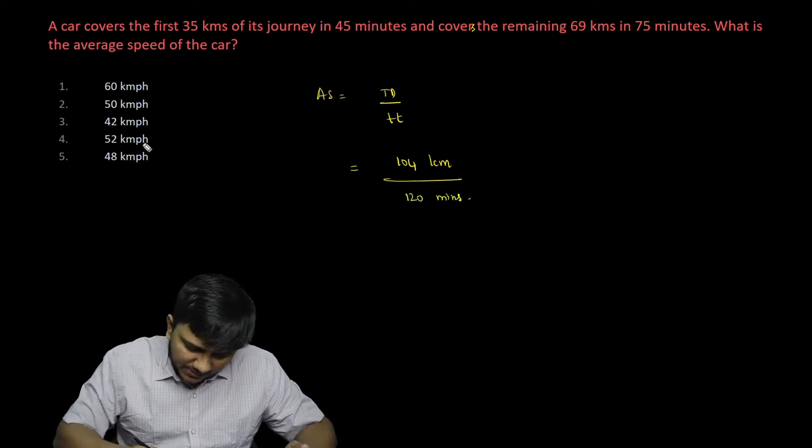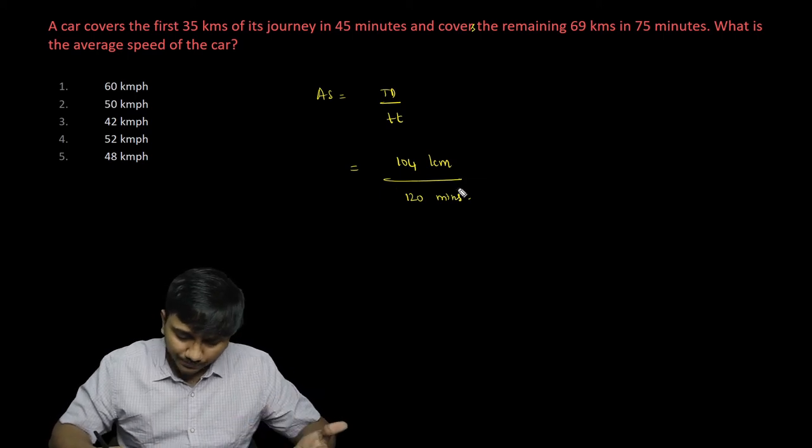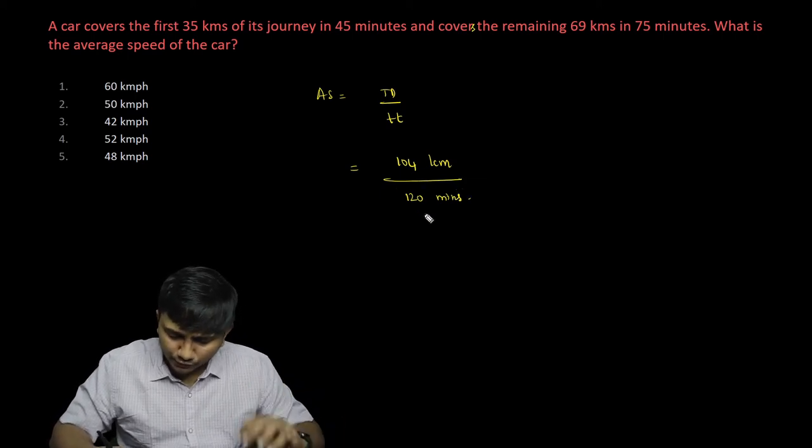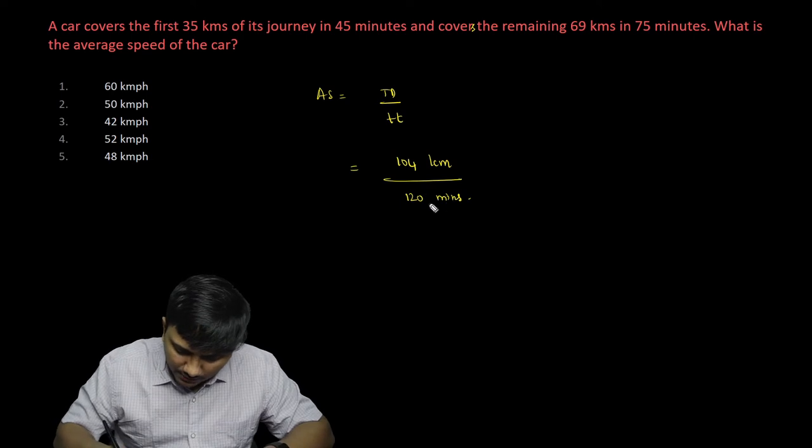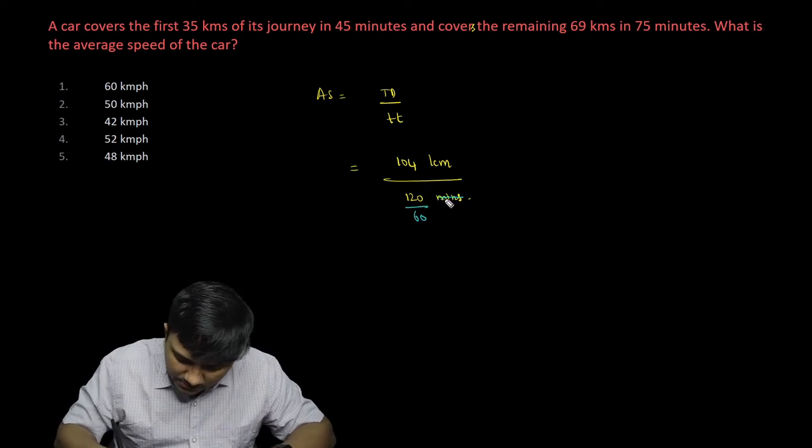The answer is in terms of kilometer per hour. So I'll have to convert my minutes into hours. The numerator is kilometers, so there's no issue with that. So minutes I'll have to convert into hours. If I divide this by 60, minutes will become hours. So that will be 2 hours.